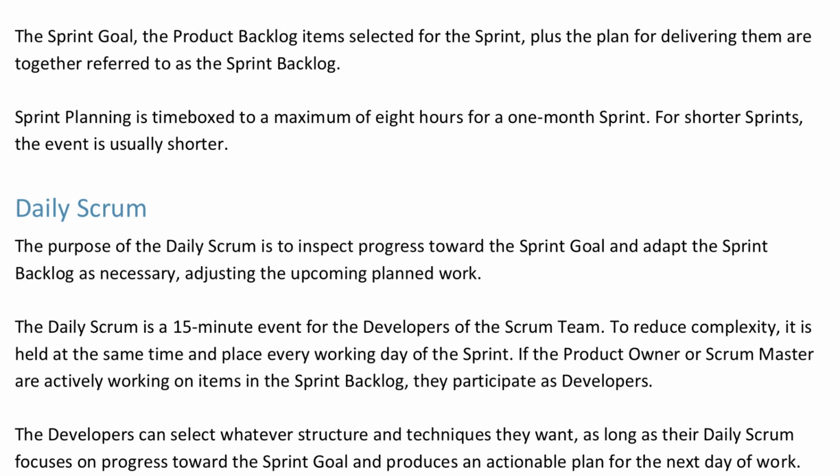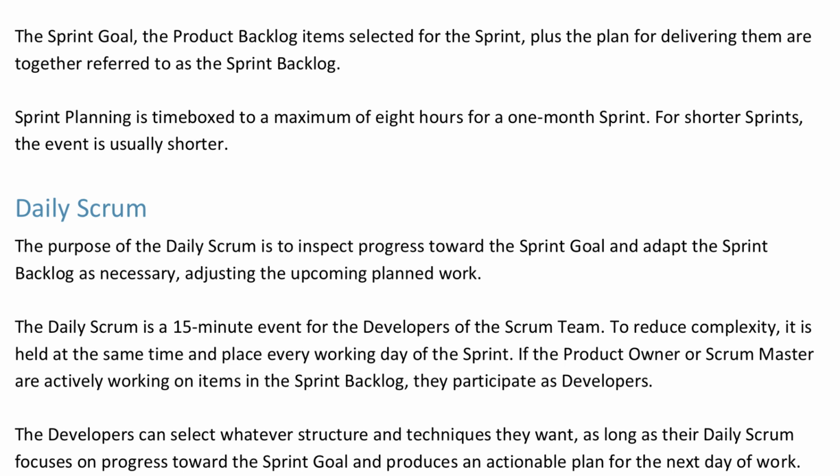The sprint goal, the product backlog items selected for the sprint, plus the plan for developing them, are together referred to as the sprint backlog. Sprint planning is time-boxed to a maximum of 8 hours for a 1-month sprint. For shorter sprints, the event is usually shorter.